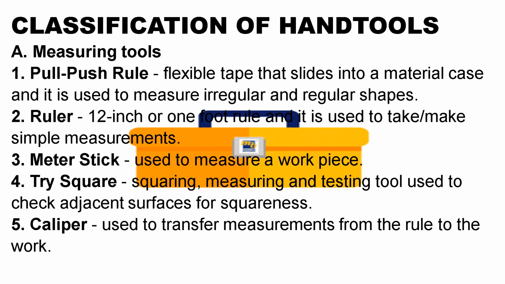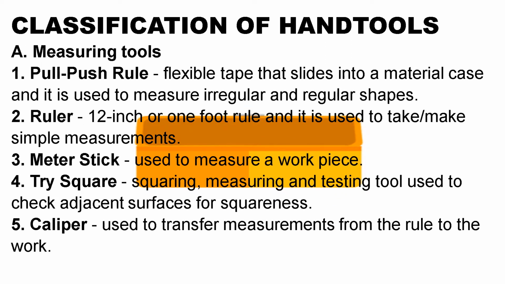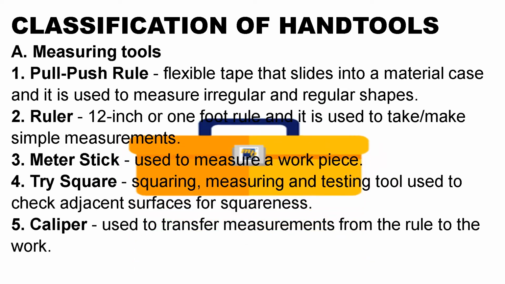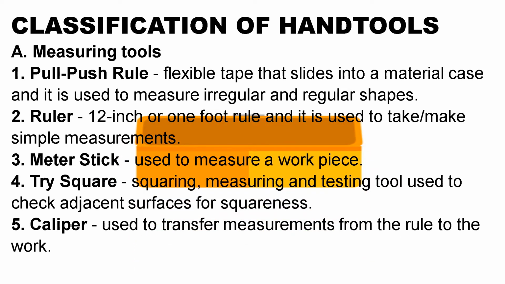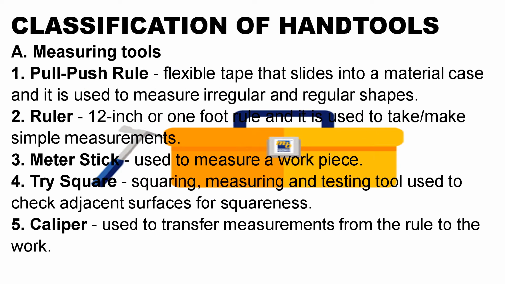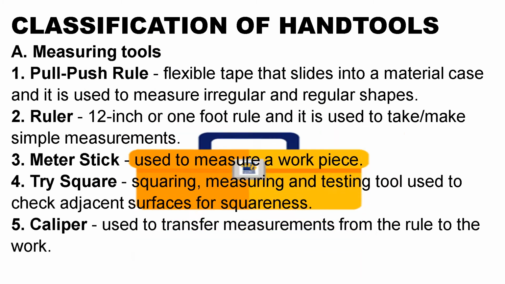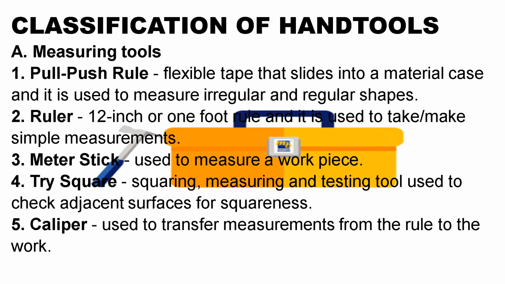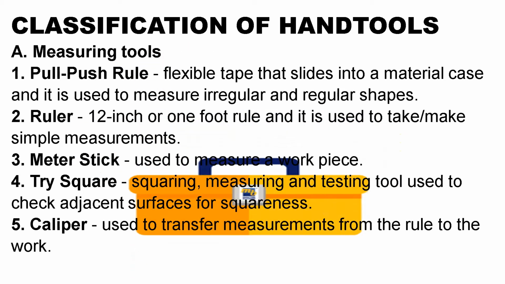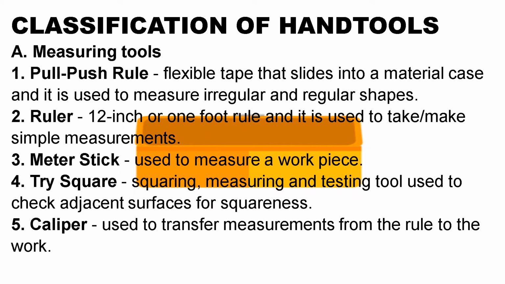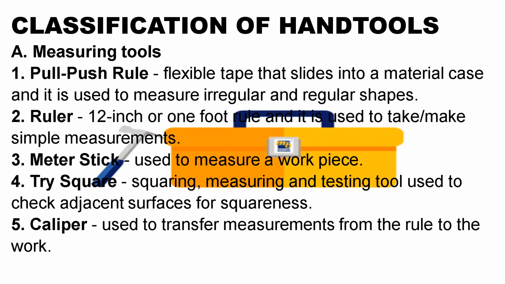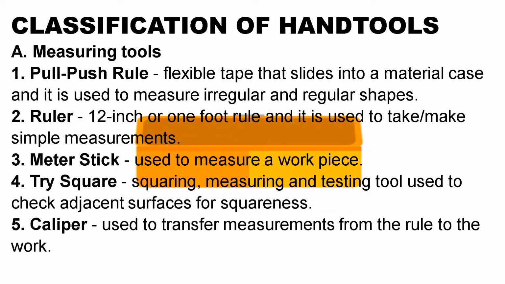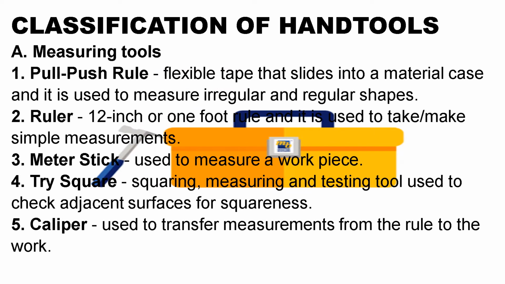Second, we have the rule, a 12-inch or 1-foot rule used to take or make simple measurements. Third, we have the meter stick, used to measure a workpiece. Tri-square: a squaring, measuring, and testing tool used to check adjacent surfaces for squareness. Then, we have the caliper, used to transfer measurements from the rule to the work.